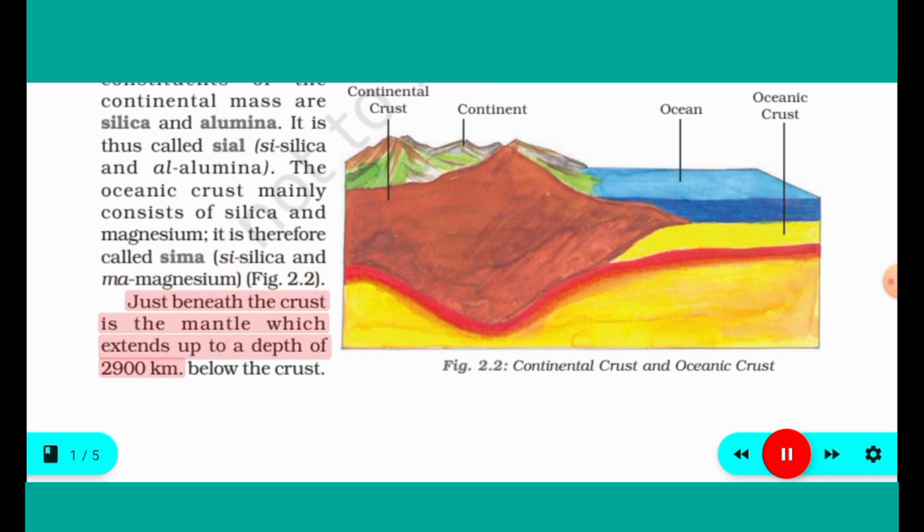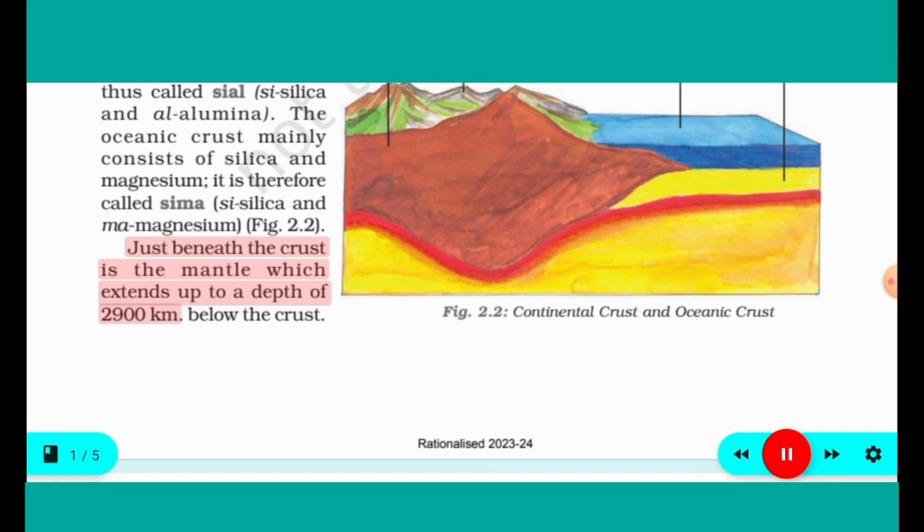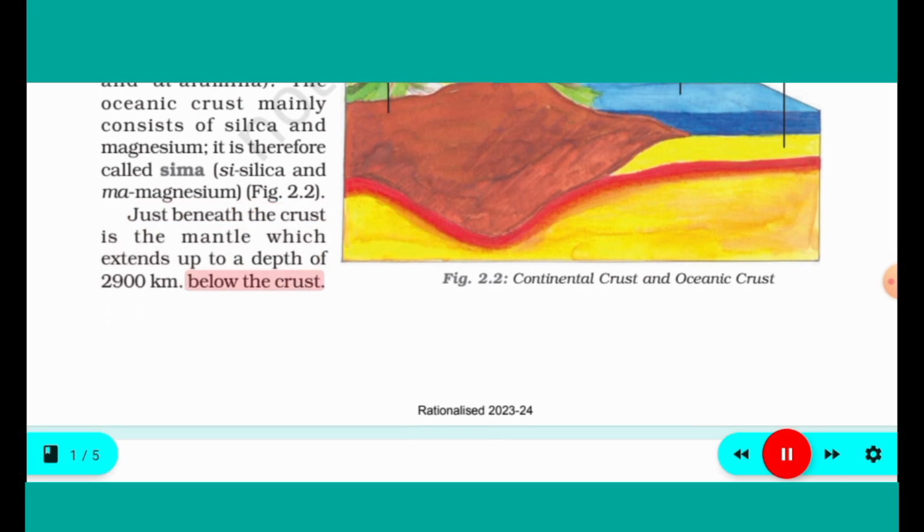2.2. Just beneath the crust is the mantle, which extends up to a depth of 2,900 kilometers. Below the crust.